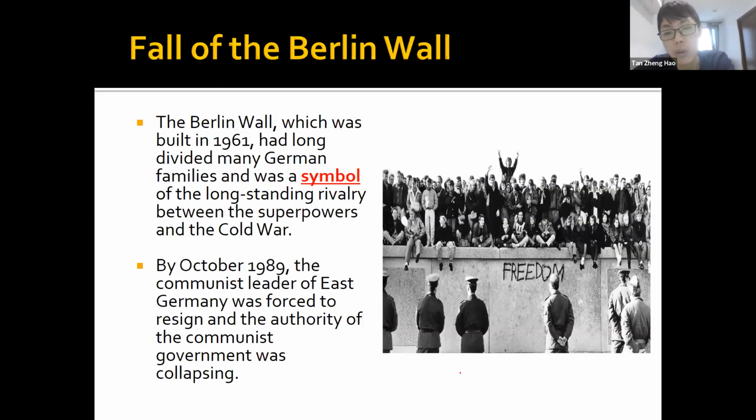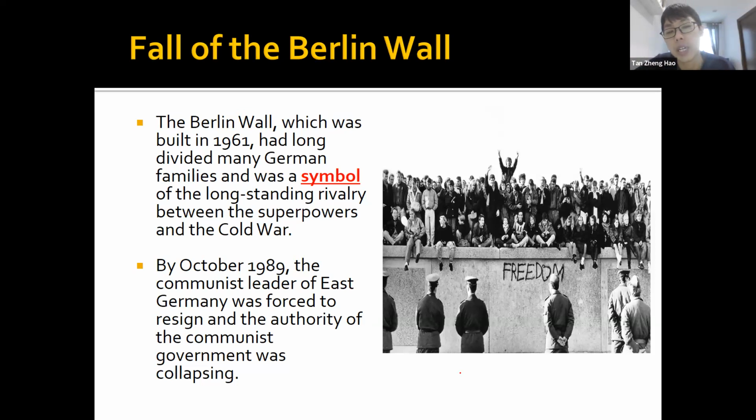And the most symbolic one was obviously in Germany, because Germany was one country with two systems, one democratic in the west, one communist in the east, separated by the Berlin Wall. For many, many years, this was the place that divided, that showed the ideological divide, the political divide.